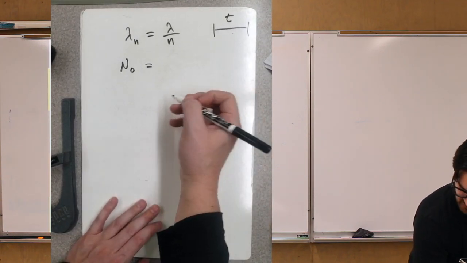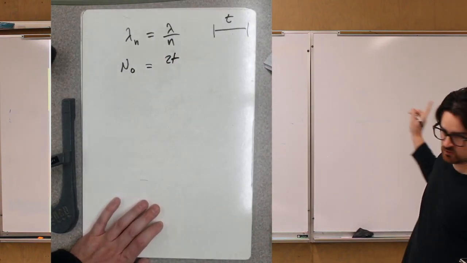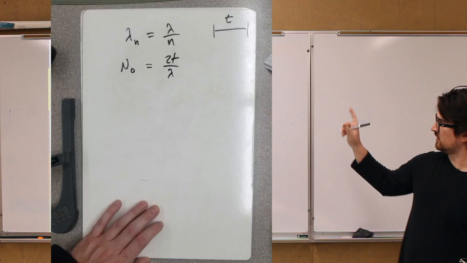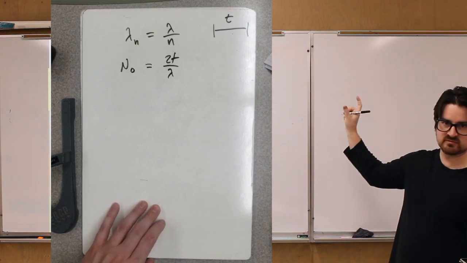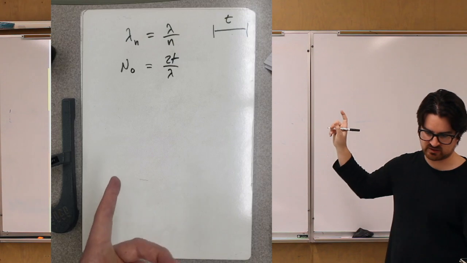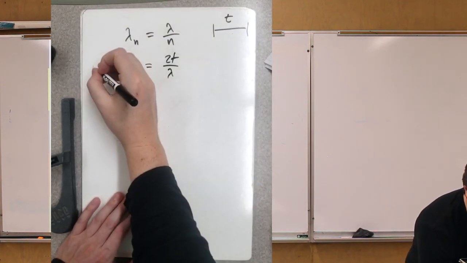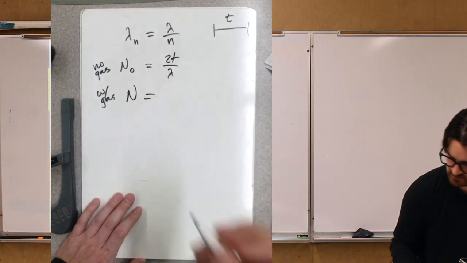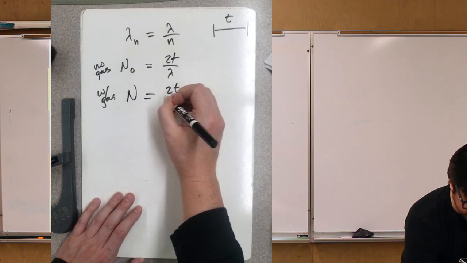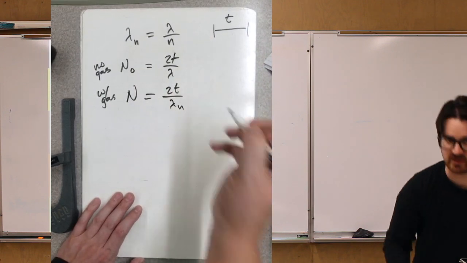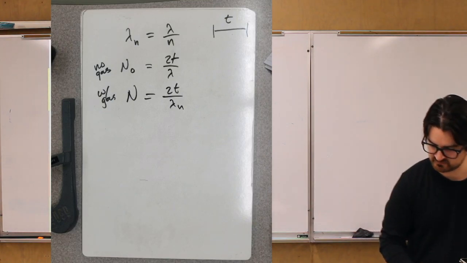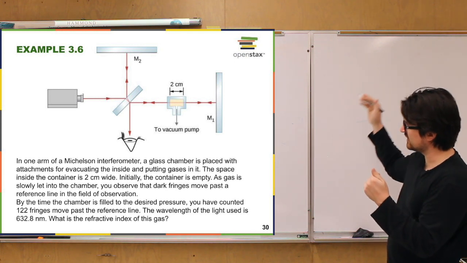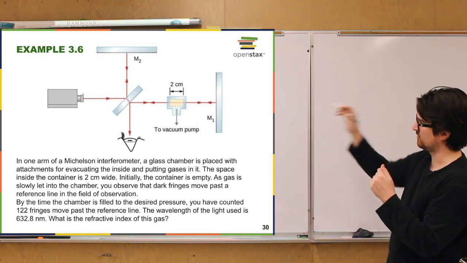So the number of wavelengths that fit in there is 2T, right? The wave's going to go one way and the other way. That distance divided by the wavelength of the light. And so without the gas in the chamber, it's just the wavelength of the light in the vacuum. So no gas, with the gas, how many wavelengths can fit in there? Well, it's still that distance, but now it's divided by the wavelength of light in the gas. Then the difference in those numbers is the amount of wavelengths that have been added to this second path, or the path that goes through the tank.